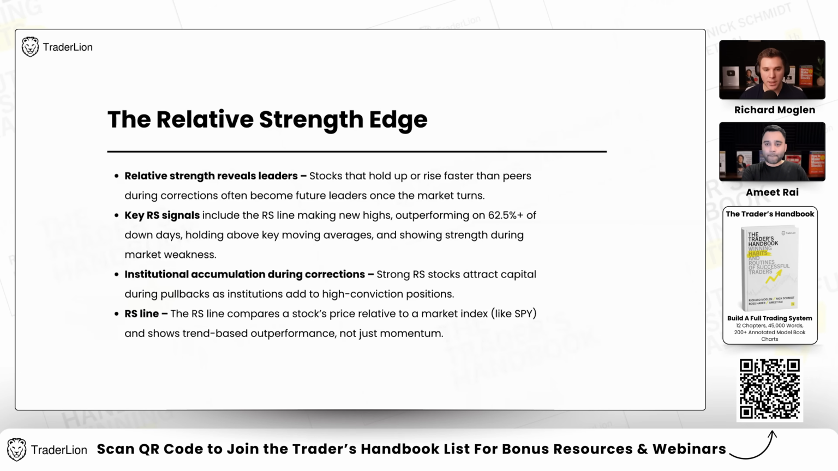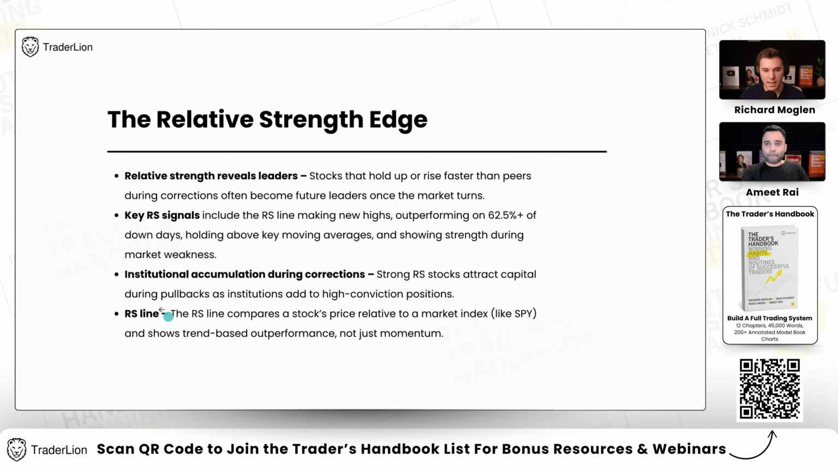And why does this happen? The reason is because institutions are the driving force behind market leaders and behind relative strength. During a correction, during weakness, institutions are going to look to add shares in their highest conviction names that they're still aggressively trying to add to, and that demand supports a stock better than the rest of the market. So strong RS stocks attract capital during pullbacks, as institutions add to high conviction positions, exactly what I just said. And on the flip side, if you see very weak action during a correction, those are names being distributed by institutions as they try to hold on to their strong stuff and get rid of the stuff that they want to sell anyway.